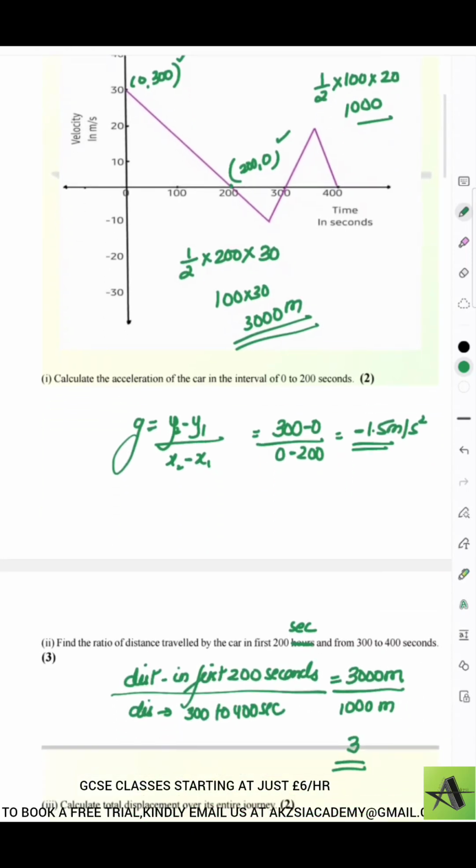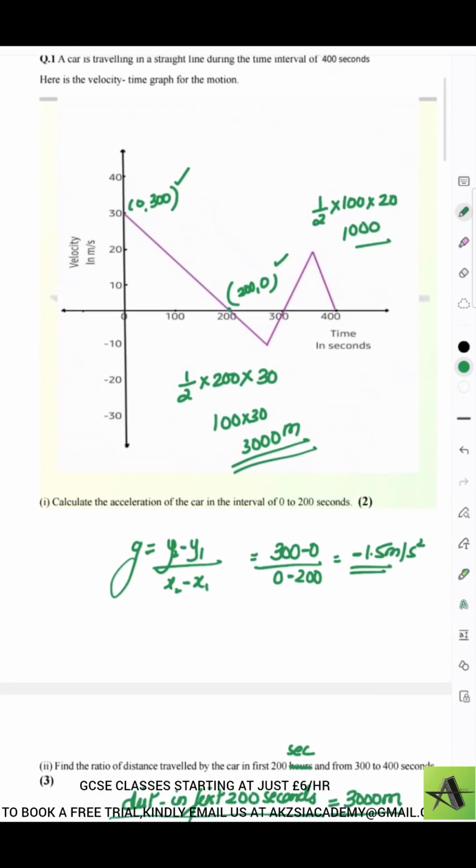That means the question says we have to calculate the total displacement of the journey. That means we have to calculate the area under the curve. This one we have already calculated as 3000. This one we have calculated as 1000. And for this one, height is 10 and the base is 100. So this will be half times base and height, which will give me 500.